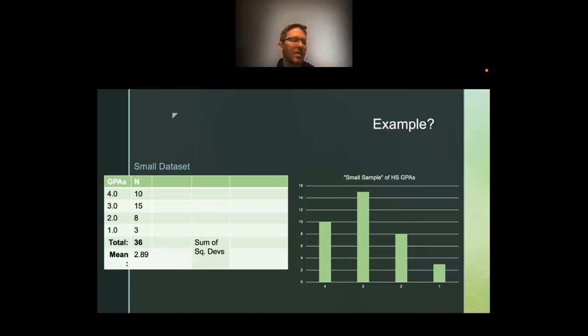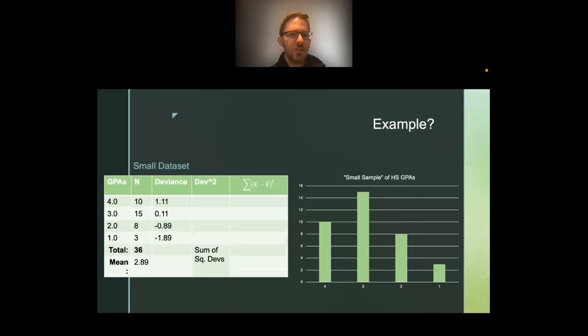So let's take a made-up data set that I did. It's a small data set. There's only 36 people. Let's find the deviation, the deviance for each of these cases, the deviance squared, and then the sum of the squares. So remember, the deviance for each case is taking the value, so that would be the GPA, and subtracting the mean from that value. So here we have 4.0 minus 2.89, and that means the deviance of those values is 1.11.